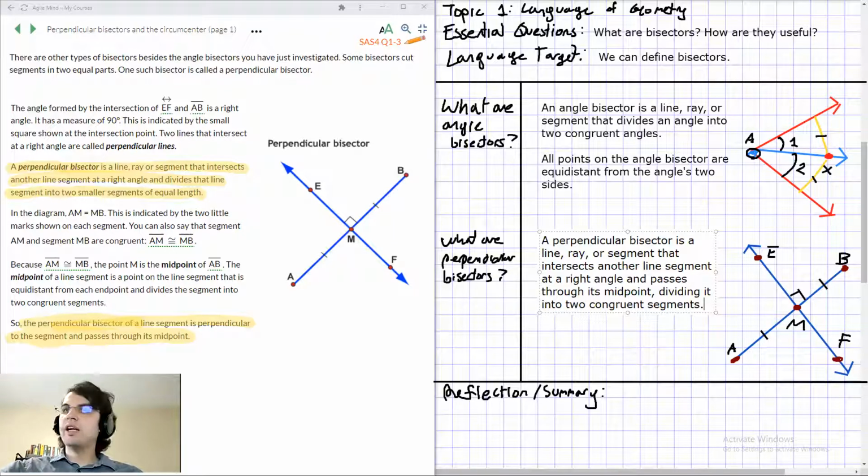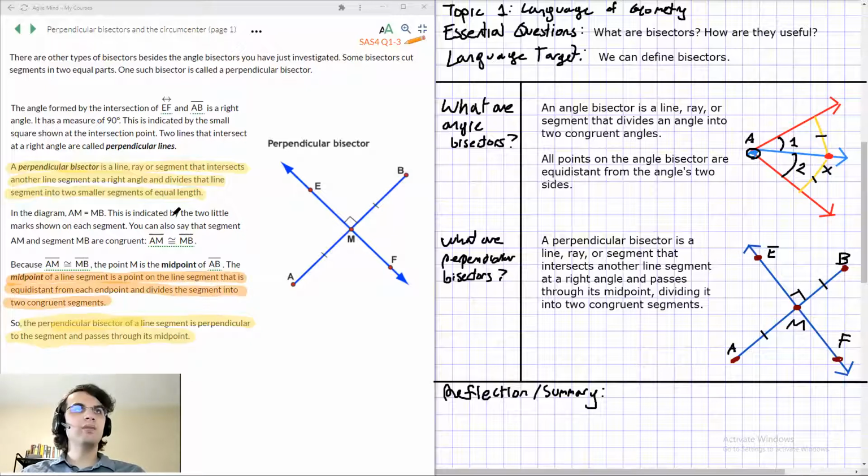Now, I actually forgot to take notes on that. Over here, there was another part I wanted to highlight that I genuinely just forgot. So let's fix that. Right here is where I took that last bit from. The midpoint of a line segment, oh, sorry. The midpoint of a line segment is a point on the line segment that is equidistant from each endpoint and divides it into two congruent segments.